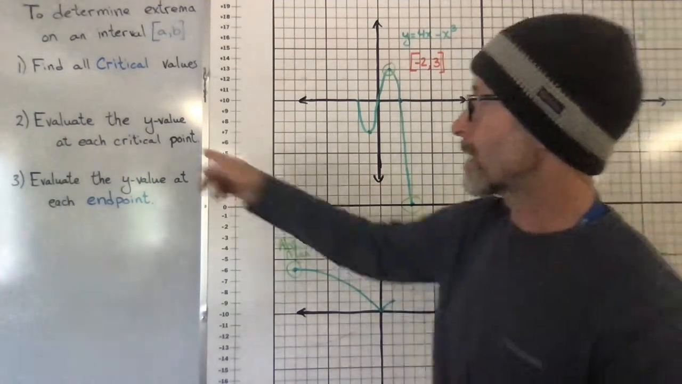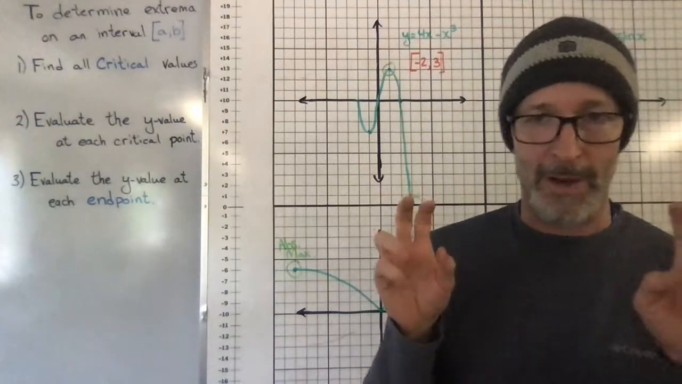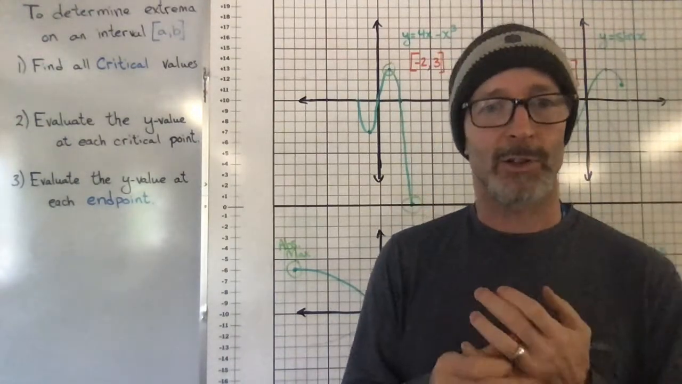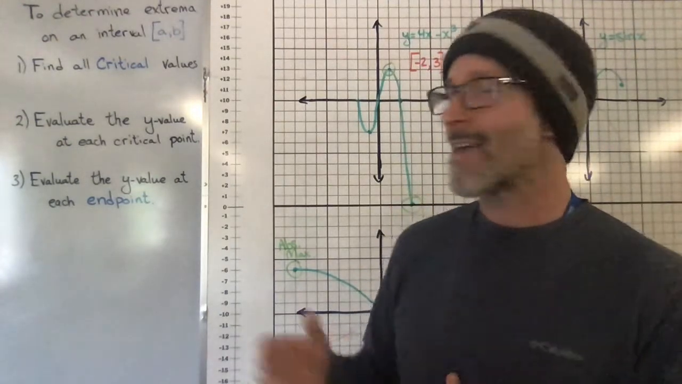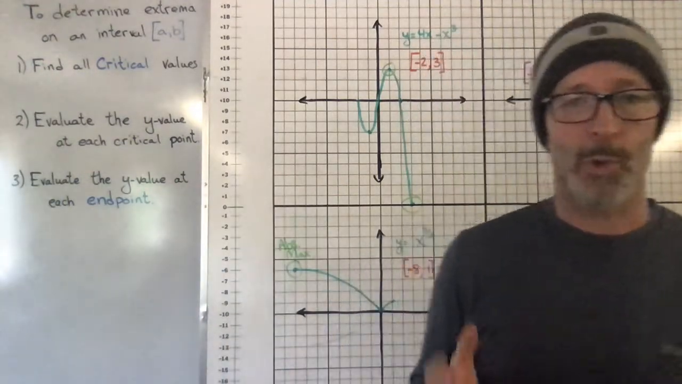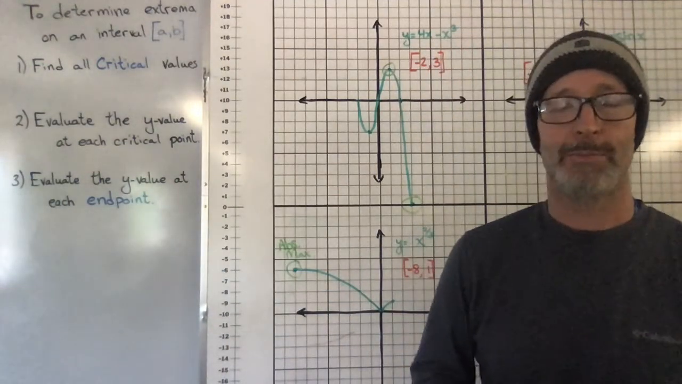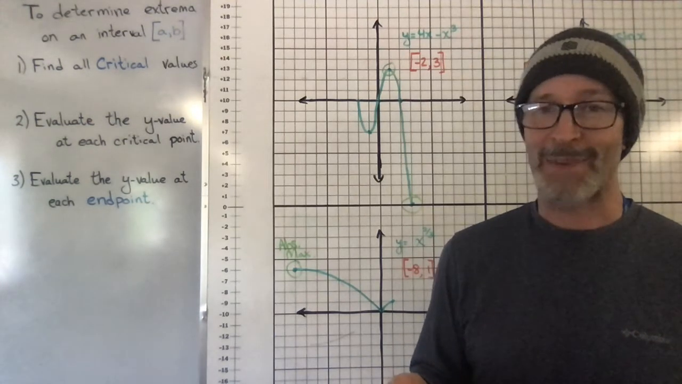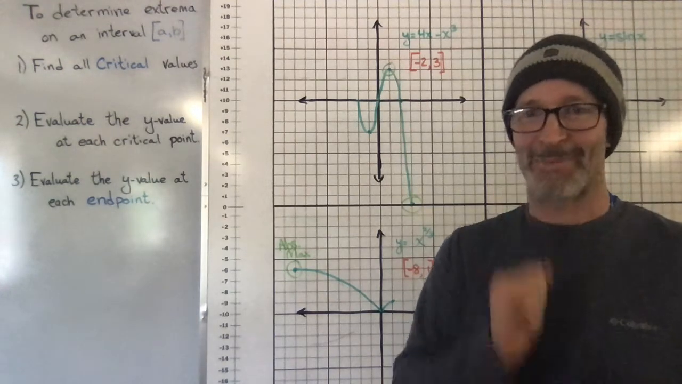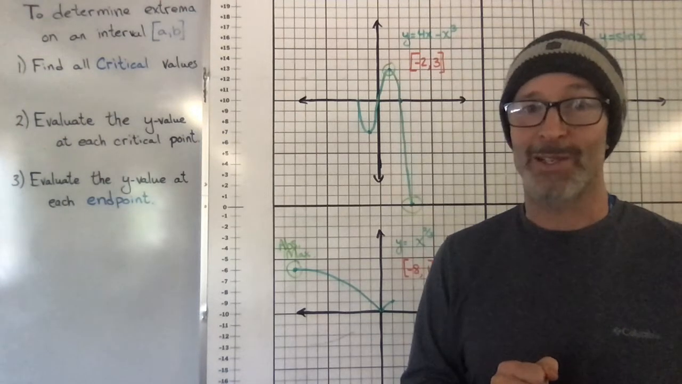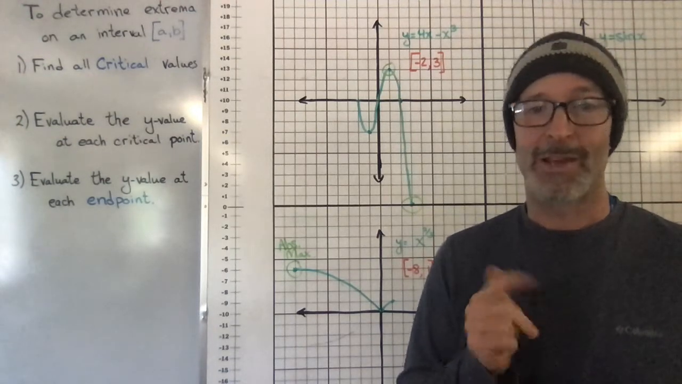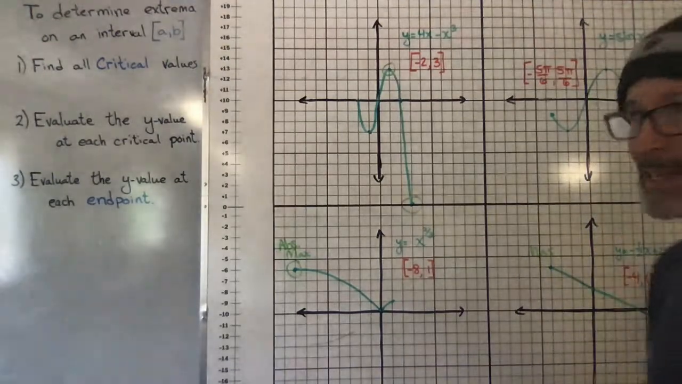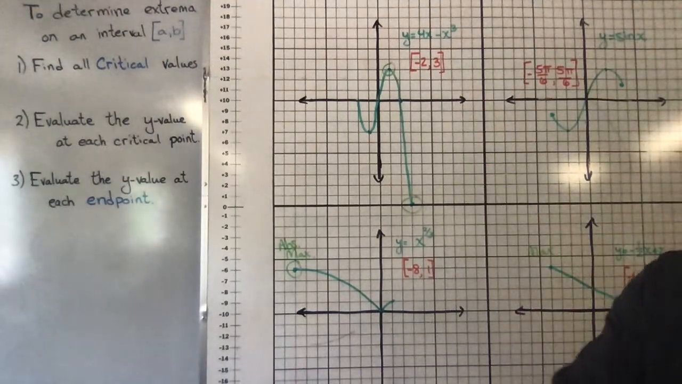Next, I want you to find the y coordinates or the function value at each of those critical points, and then find the y value or function value at each of the endpoints. I'm leaving out an important step, which is whichever has the biggest y value, that's your maximum. Whichever has the smallest y value, that's your minimum. We can roll it from there. Well, let's take a look at these examples up here.